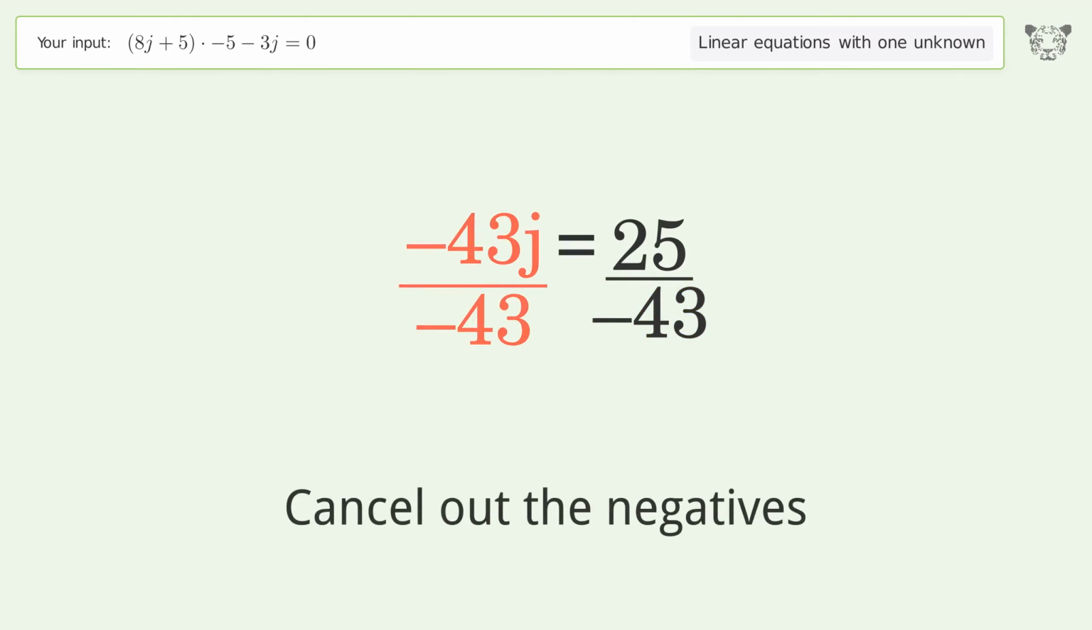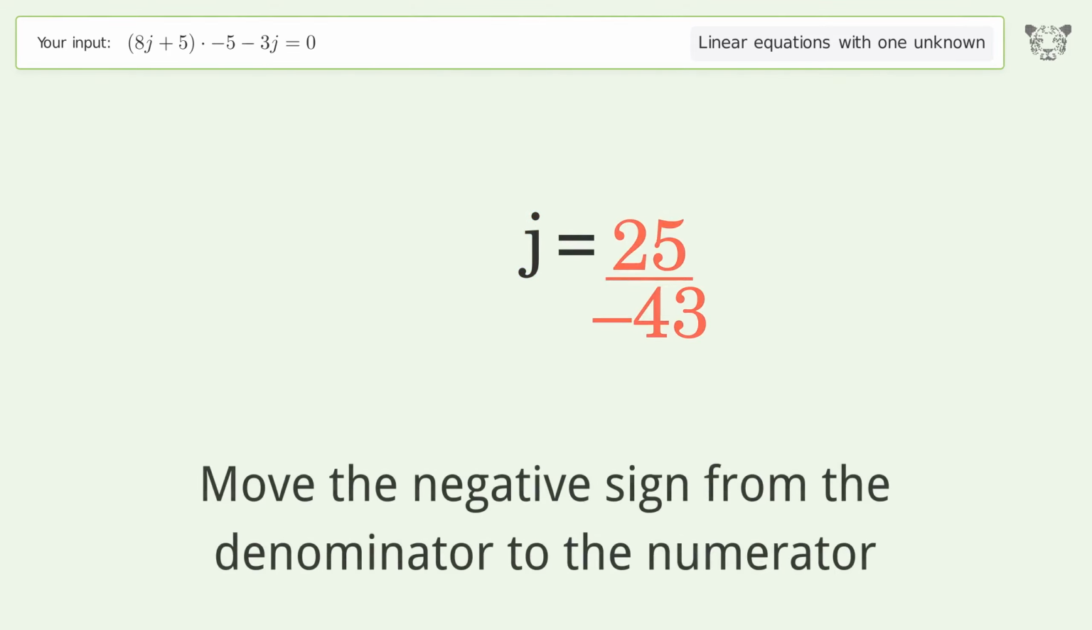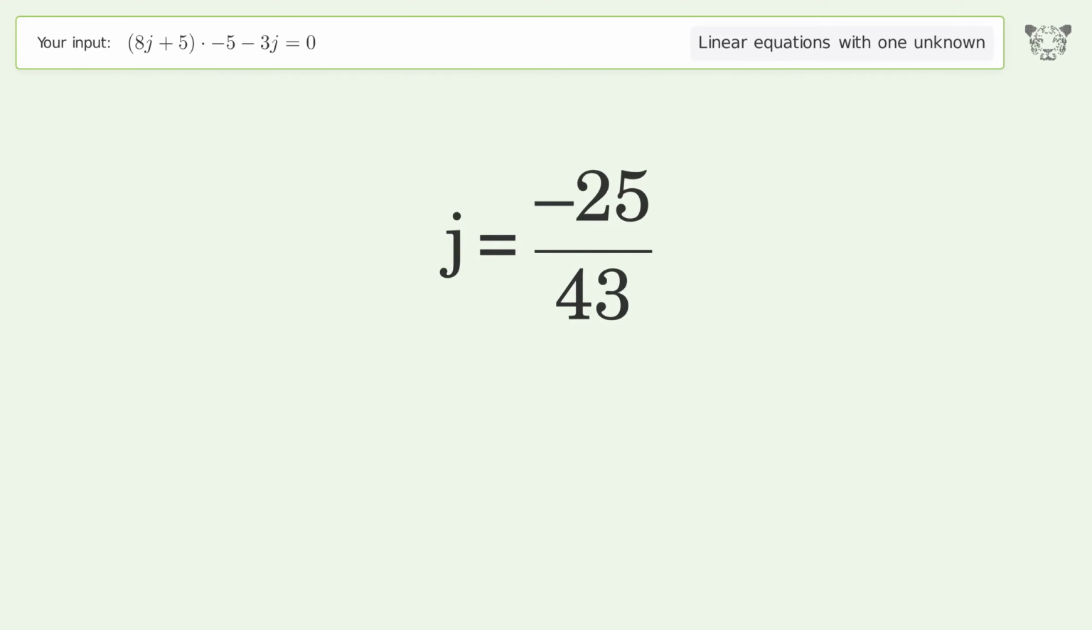Cancel out the negatives. Simplify the fraction. Move the negative sign from the denominator to the numerator. And so the final result is j equals negative 25/43.